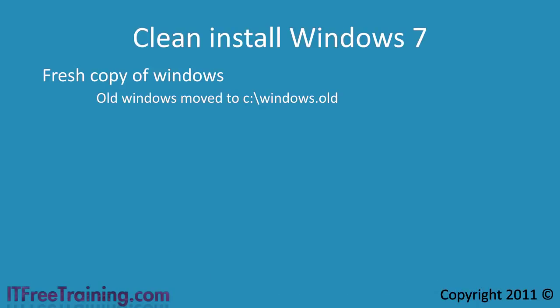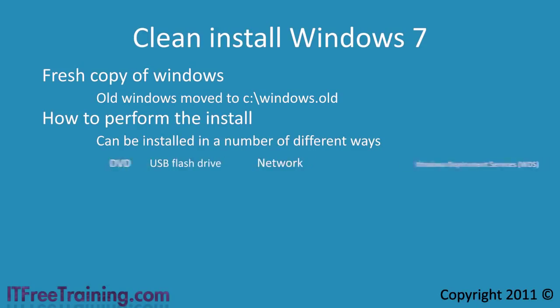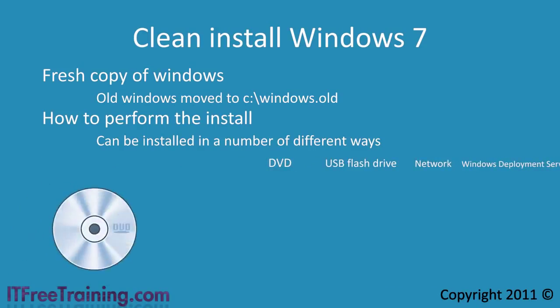Once you have decided to perform a clean install of Windows 7, you need to decide how to perform the install. Windows 7 can be installed in a number of different ways, with each method having its advantages. The simplest way is by using the DVD. Using the DVD requires no infrastructure. If you only have a few installs of Windows 7 to perform, this is the best way.